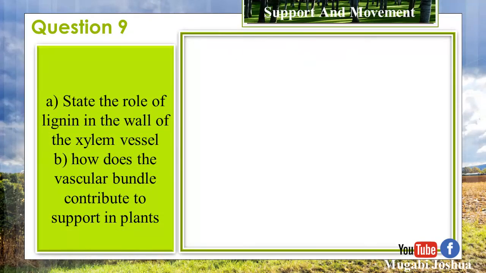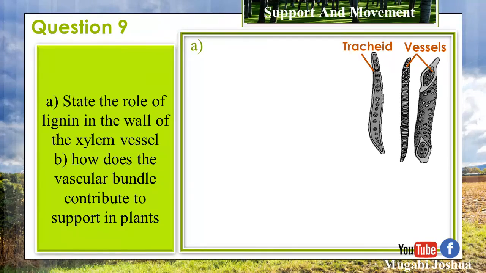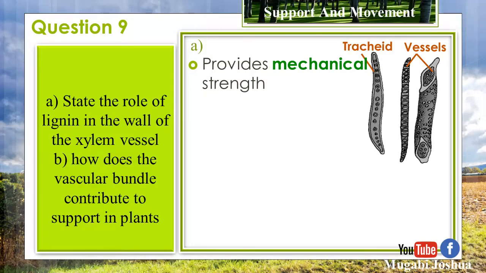Question 9, part A. State the role of lignin in the wall of the xylem vessel. 1. It provides mechanical strength. That is lignin, which is found in the walls of the xylem vessels.